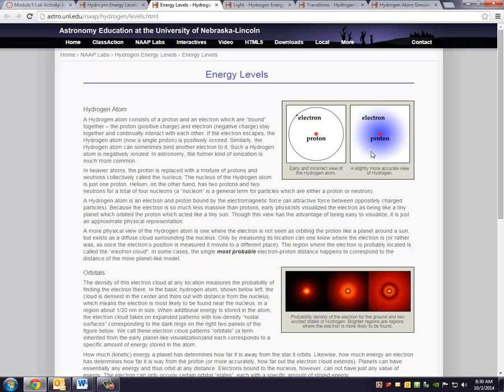It turns out that's not the way atoms behave. But it's a useful model anyway, because what Bohr proposed was that the electron can be in certain positions away from the proton. It can't be anywhere. It has to be at certain specific locations.